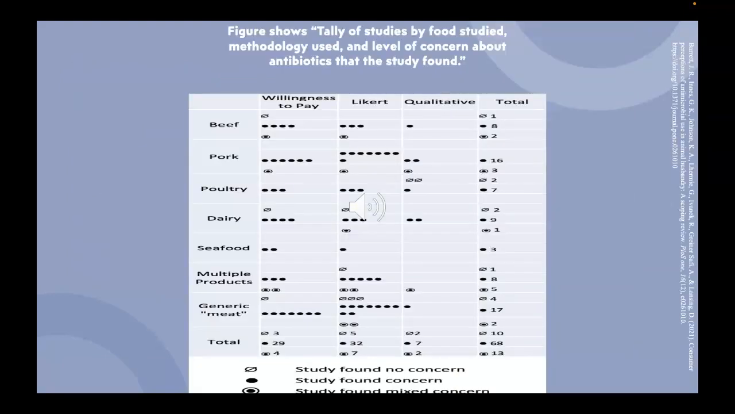So this is the figure closer up. It shows a tally of studies by food studied, methodology studied, and level of concern about antibiotics that the study found. And as you can see by the filled in dots, which show that the study found concern, most people had a concern about these products. Consumers tended to demonstrate concern regardless of the product type, and beef was the only exception, a product in which consumer concern was slightly more mixed.